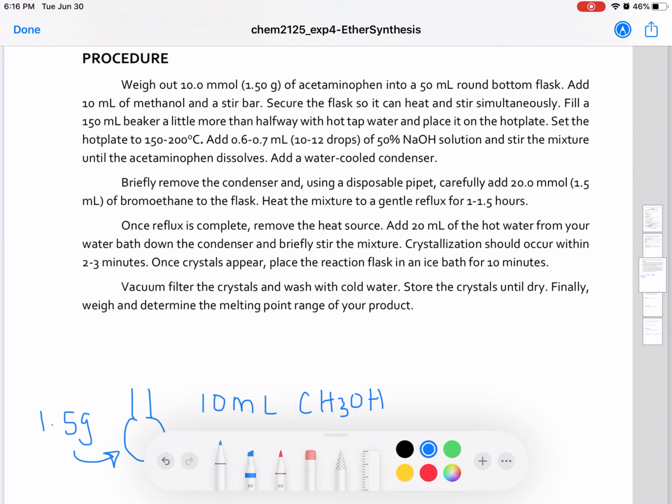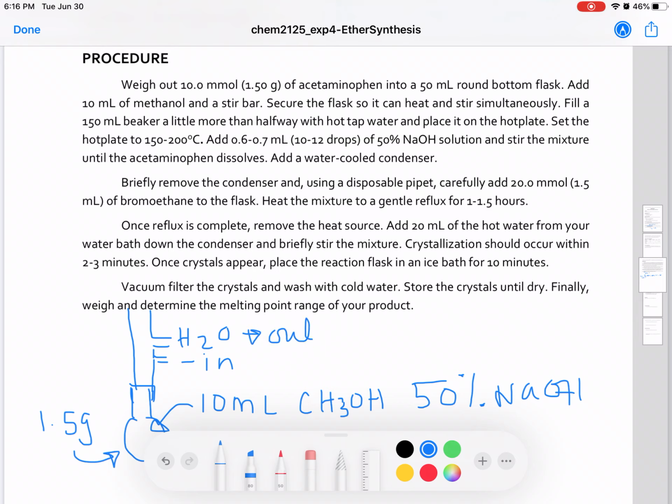You also need to add our base, 50% sodium hydroxide, about 10 to 12 drops, into the flask, and then you put a heating condenser on top of this. You will see this setup in your virtual lab. Water in, water out. So you put the condenser on.